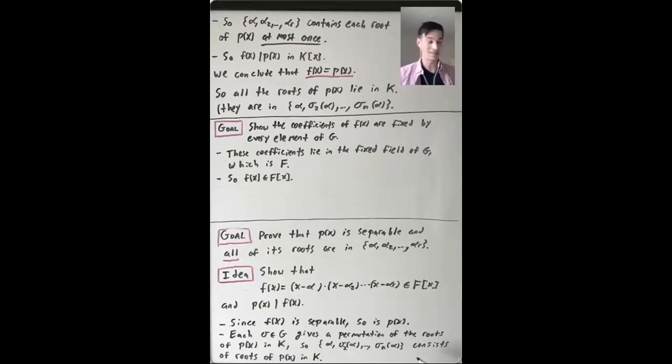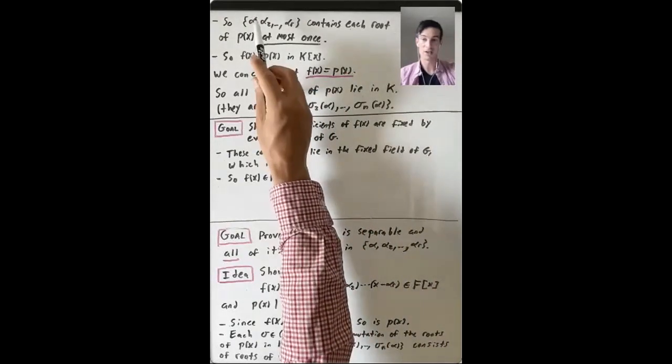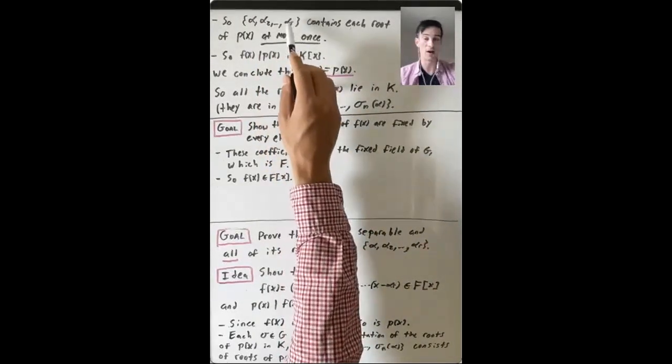We're in the process of explaining why proving this set of statements about this polynomial f of x is enough to complete the proof of this proposition. So we've seen that this set, which has alpha, sigma 2 of alpha up through sigma n of alpha, consists of roots of P of x in K. Then we went from this collection to the distinct elements in this collection, which is alpha, alpha 2 up through alpha r.